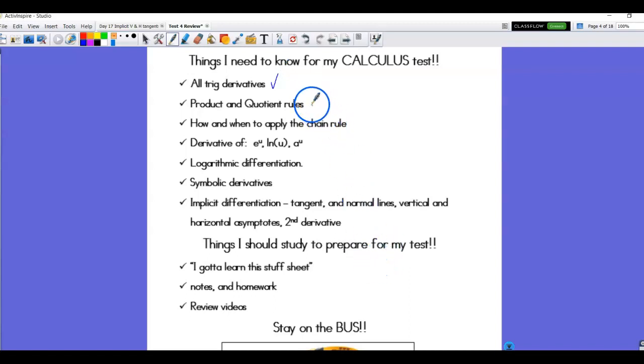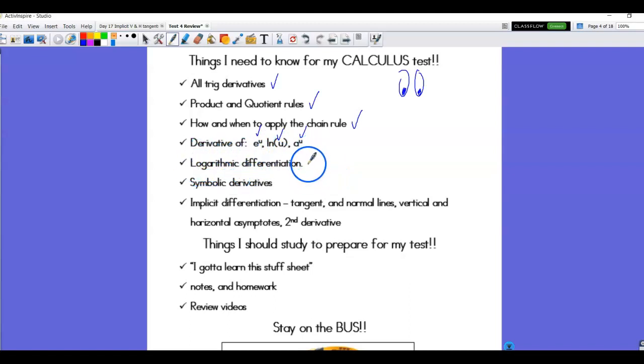You're going to need to be able to recognize and apply the product and the quotient rules. You're going to need to be able to use your math eyes to know when and how to apply the chain rule. And to be quite honest, this test really is a math eyes test. You're going to need to know the derivative of e to the u, ln of u, and a to the u.